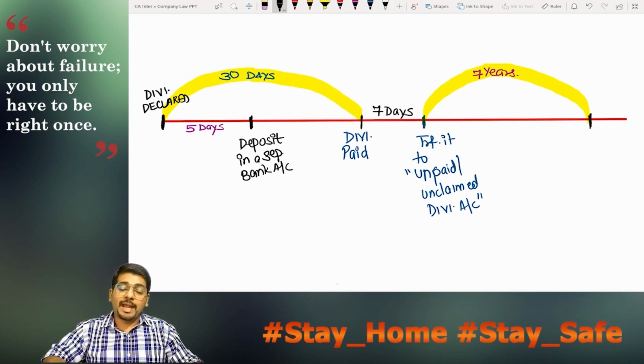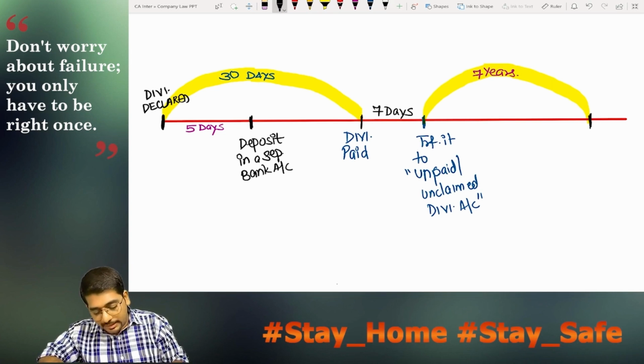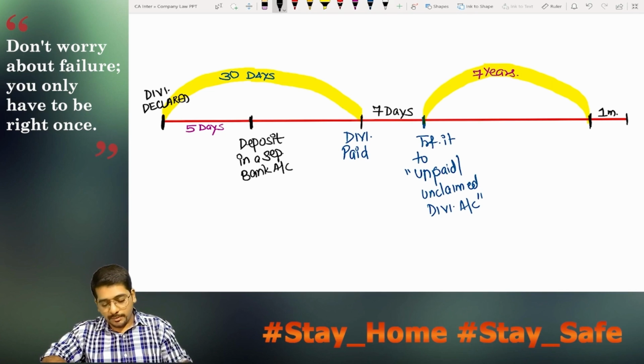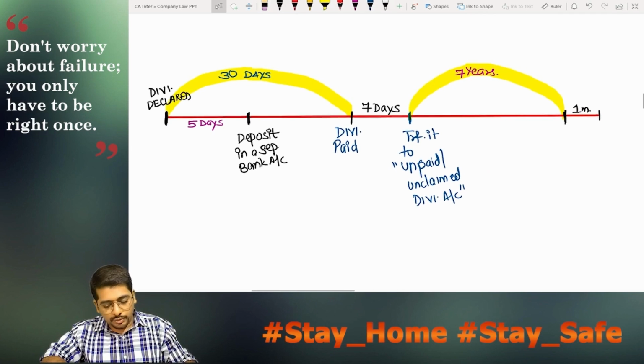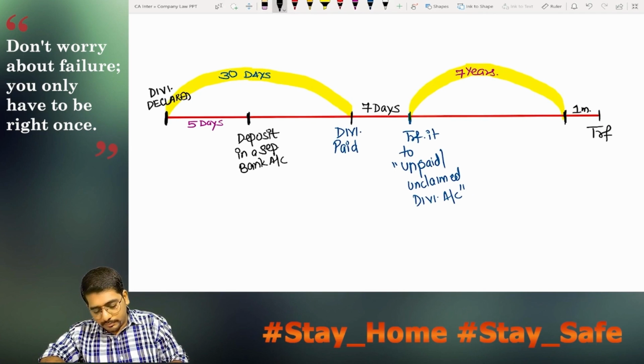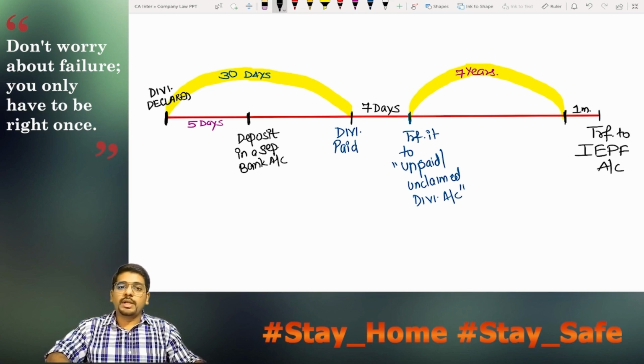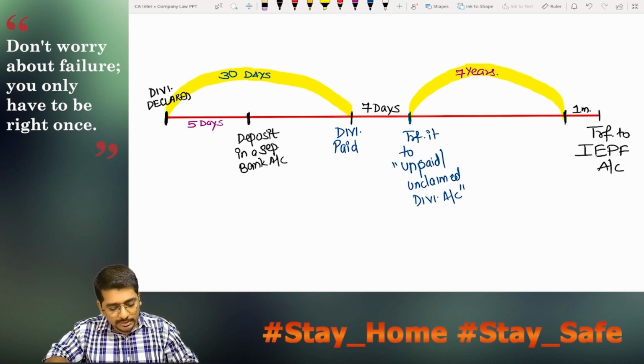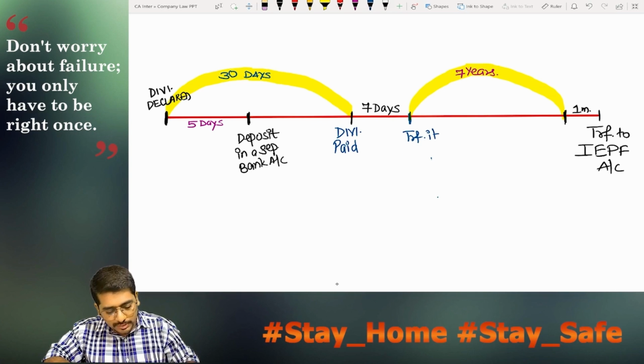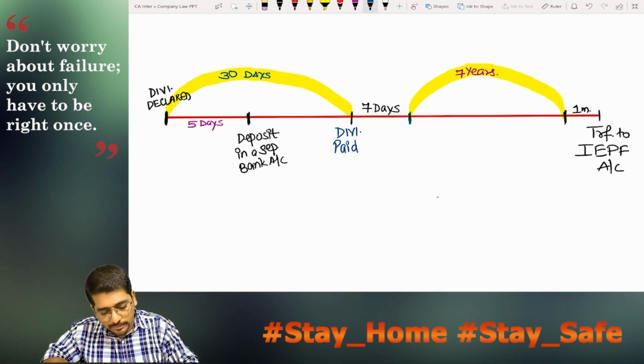If any amount is still left at the end of 7 years also, then after the 7 years are over here, within 1 month, okay, within 1 month, what you will do? You will transfer to investors education and protection fund account. You will transfer all the money to the investors education and protection fund account. Is that clear, everybody? Yes. One important thing. I'll just rewrite this so that I'll make some space for what I want to write over here.